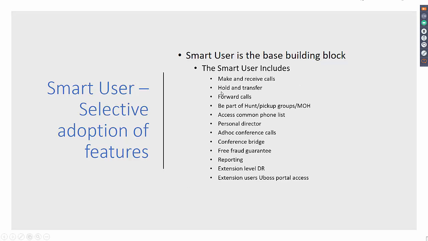Well, simply it includes making and receiving calls, holding calls, forwarding calls that you would expect, participation in hunt groups, pickup groups, and music on hold, so there are no additional costs for those products that the customer has to bear. Access to a common phone list or a corporate directory, and the construction of a personal directory. These are slickly handled by UBOS as a portal, but deliver great simple call making functionality to the customer.